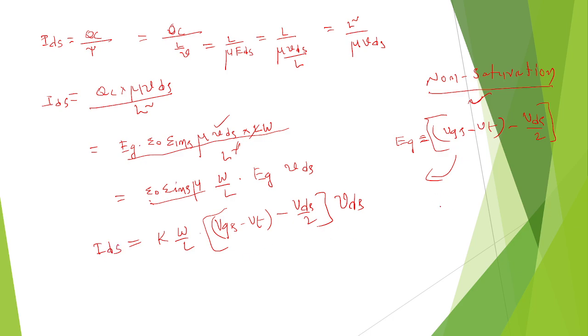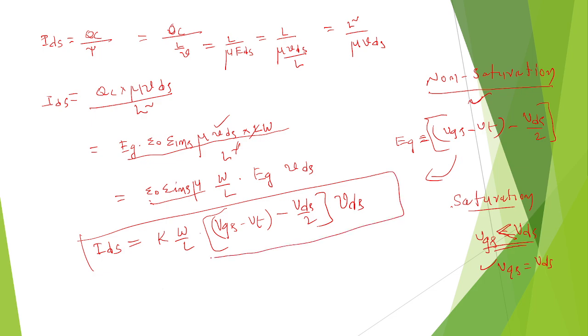If it is saturation, at the saturation region, what is the voltage? The minimum voltage is that VGS should be at least equal to VDS. Actually it should be greater, but at least equal, then only it will go to the saturation region. So substitute this one. Till this part was the non-saturation region. Now substituting, K into W by L, VGS minus VT, minus VDS, VGS minus VT.